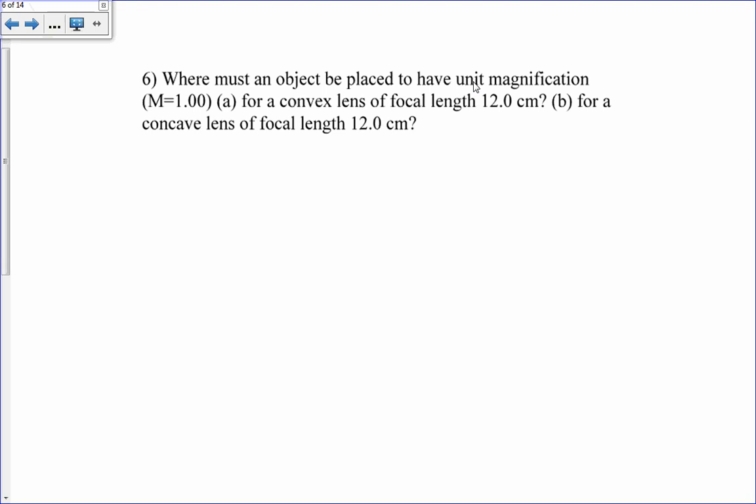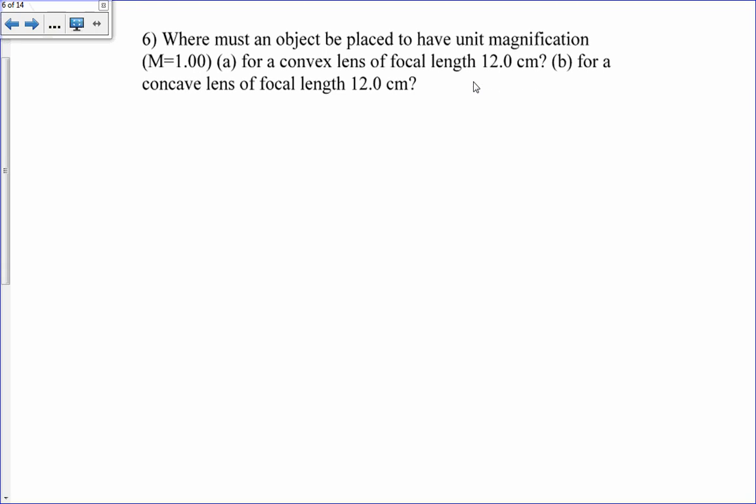Where must an object be placed to have unit magnification for a convex lens of focal length 12 centimeters and for a concave lens of focal length 12 centimeters? All right. So first let's consider the convex lens. Convex lens looks like this. Now, a convex lens can either have upright or inverted images. So my magnification is conceivably equal to plus or minus 1. So I'm going to consider each scenario.